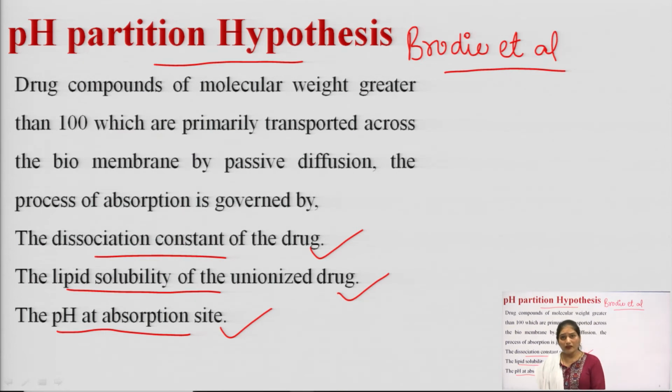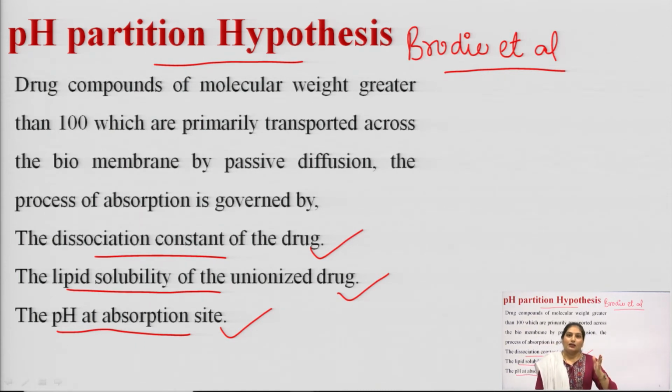Now, as we all know, most of the drugs are weak acids and weak bases. So, their degree of ionization will depend upon the pH of the biological fluid. And if the pH on either side of the membrane is different, then the compartment whose pH favors the greater ionization will contain the larger amount of the drug.